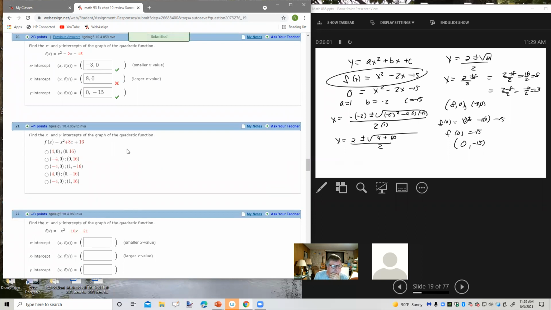Okay. Oh, I've got a mistake. What did I do wrong? It says that one's wrong. Okay. Oh, look at my mistake. 2 plus 8 is not 16. It's 10. I multiplied instead of divided.